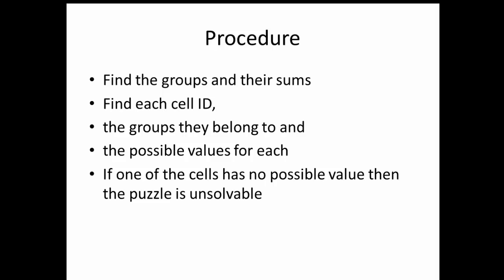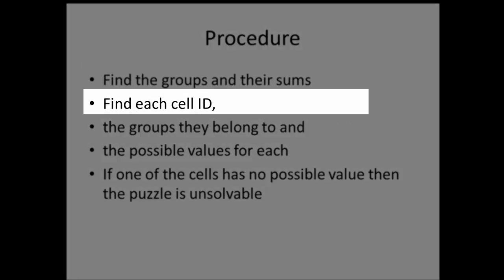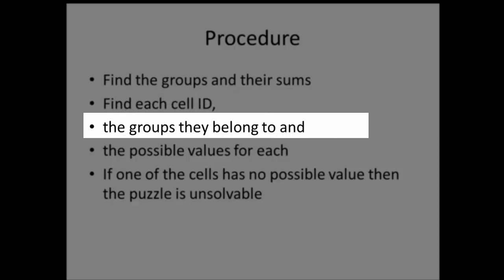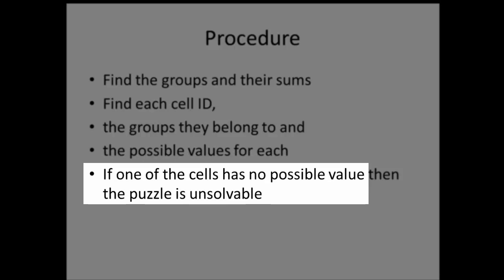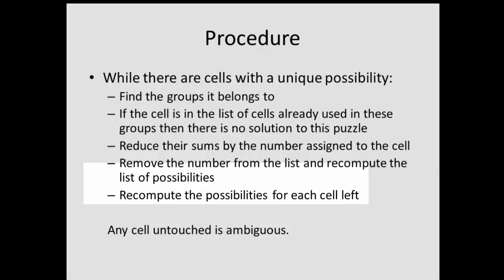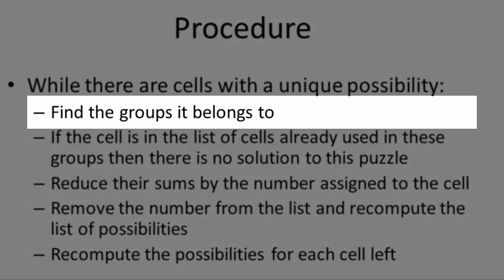So here is the complete procedure. Find the groups and their sums. Find each cell identification, the groups they belong to, and the possible values for each one of them. If one of the cells has no possible value, then the puzzle is unsolvable. So while there are cells with a unique possibility, find the groups it belongs to.